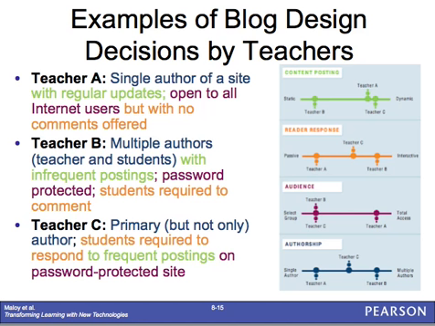Examples of blog design decisions by teachers. It could be teacher A, teacher B, or teacher C. Here we have a single author of a site, which is open to all, but with no comments offered. Then multiple authors, teacher and students, with password protection, and students are required to comment. And then teacher C, where students are required to respond on frequent posting on password-protected sites. So you can go from pretty laid back to pretty rigorous if you want to.